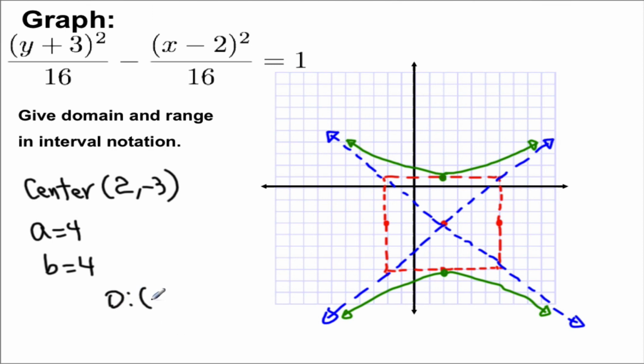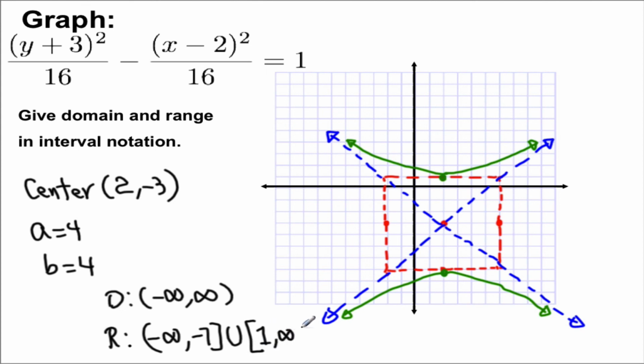The domain is going to be from -infinity to positive infinity because x could be positive or x could be negative. The range is going to be from -infinity to -7, union from +1 to positive infinity.